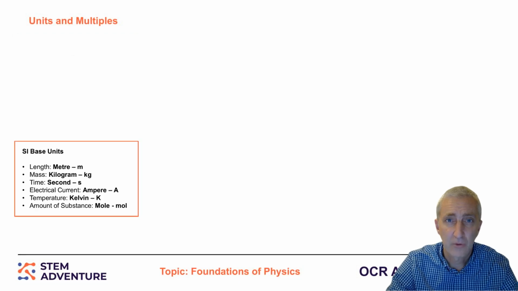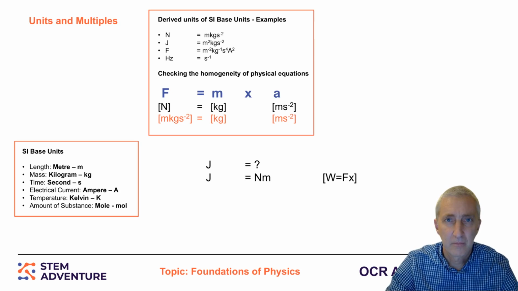The units we use are all formed around a limited number of base units. You only need to know these 6. All other units are derived from these base units. So for example, the unit J, joules, can be broken into its base units. To do this, use the equations available to you in the data book.